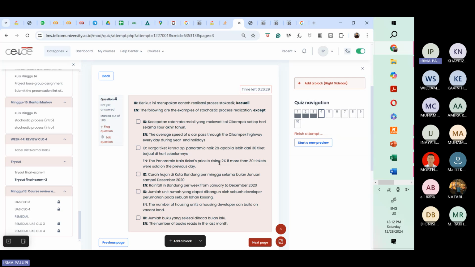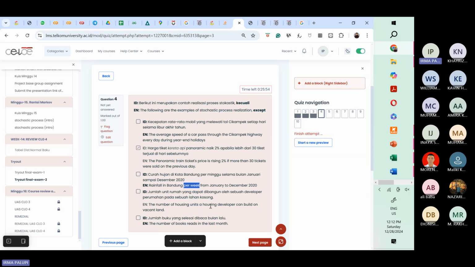Panoramic train ticket price is rising if more than 30 tickets are sold. It's not a stochastic process, right? Because it doesn't have period time information. So for the third choice, rainfall in Bandung per week. It said weekly, right? From January to December. I think this is correct. This is a stochastic process, right?